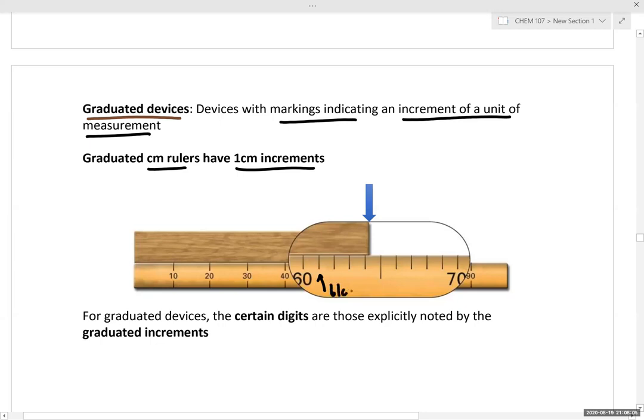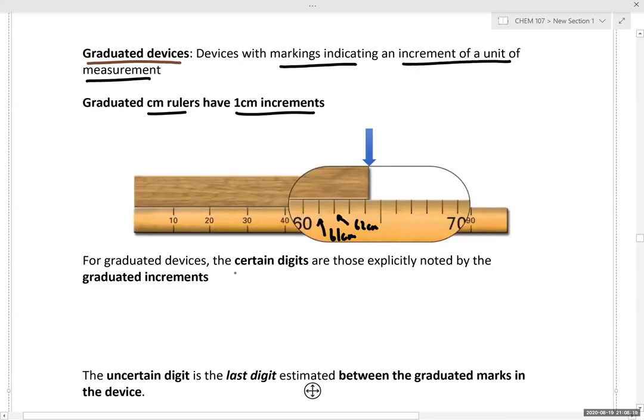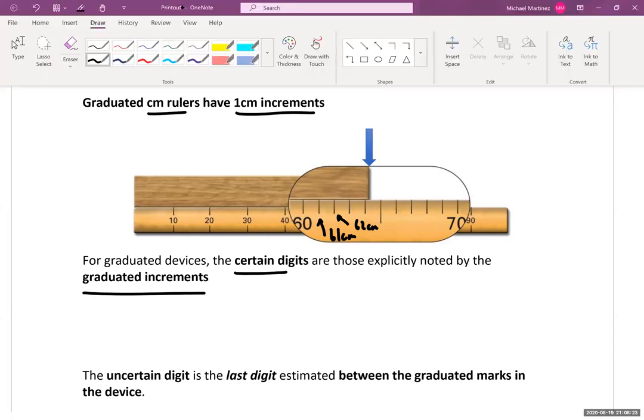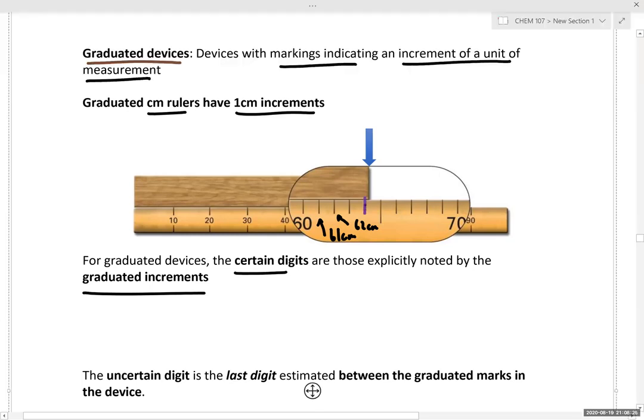So this would be 61 centimeters. This next one would be 62 centimeters, etc. Each of these little marks is equivalent to 1 centimeter of distance. For graduated devices, the certain digits are explicitly noted by your graduated increments. So looking here, we have this certain digit. We have this clearly marked graduated increment that corresponds to 64 centimeters.